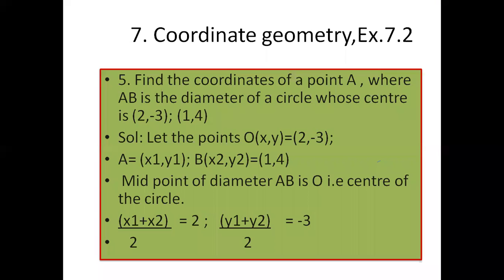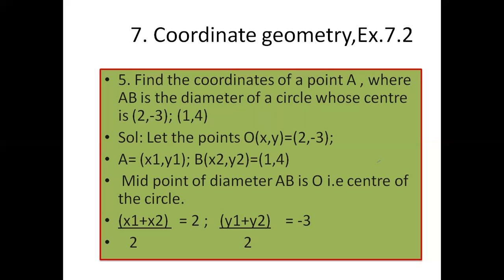Fifth question from this exercise 7.2. Find the ratio of the point A where AB is the diameter of the circle whose center is (2, -3) and B is (1, 4). So we'll assume first that the point O, the center of the circle, x y is equal to 2 comma minus 3, and one end of the diameter, that is A, we'll assume as x1 y1, and the other end we'll assume as x2 y2, which is given as 1 comma 4.